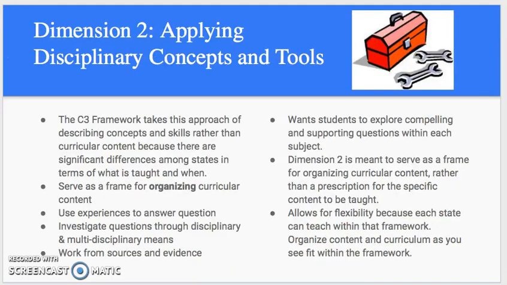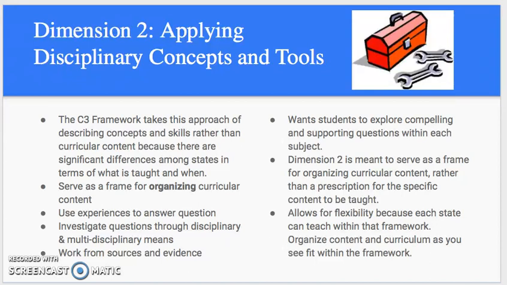Okay, now jumping on to Dimension 2, here is where the students actually apply these concepts, and the C3 framework basically provides concepts and skills and not content due to the fact that different states teach different concepts. It also serves to organize curricular content and provide standards that should be met at each grade level. Students might use their experiences to answer some of the questions that are asked in some of their assignments.